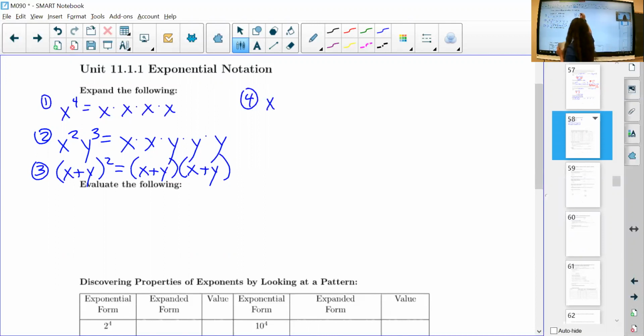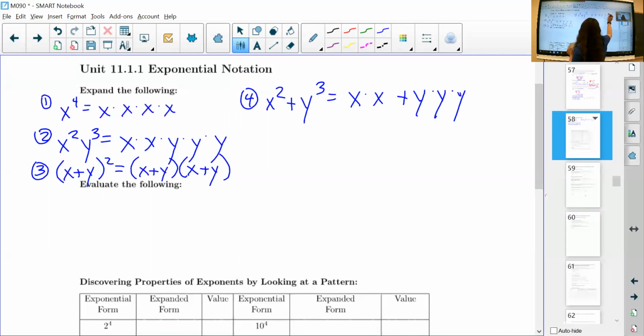Example 4, x squared plus y cubed. If we're adding them together, well, they're different, not like terms. So we have something like this. Example 5.